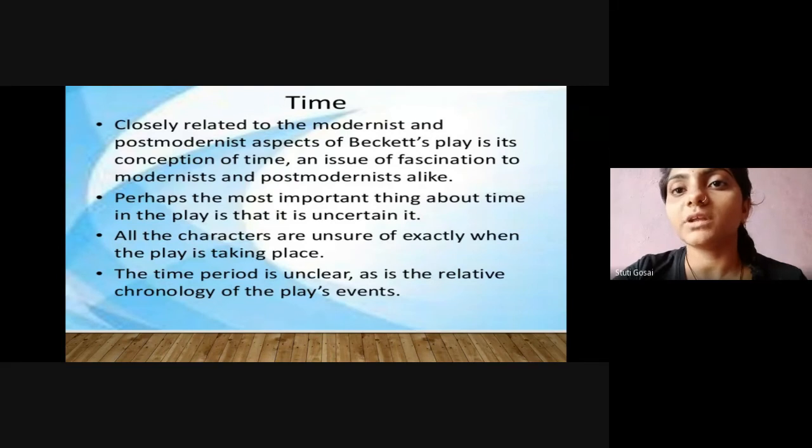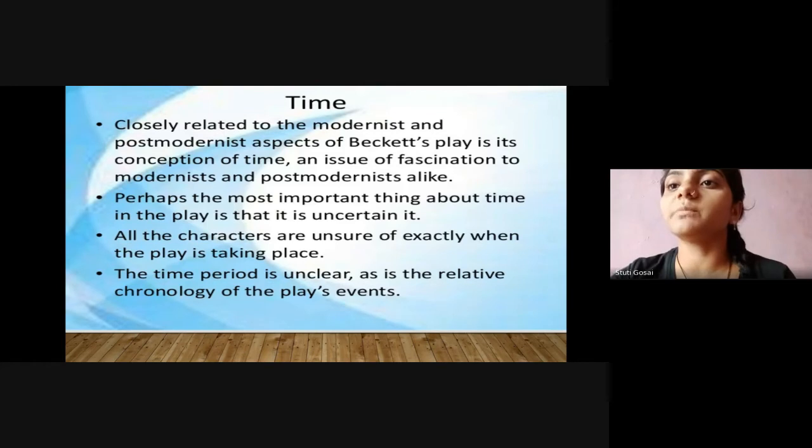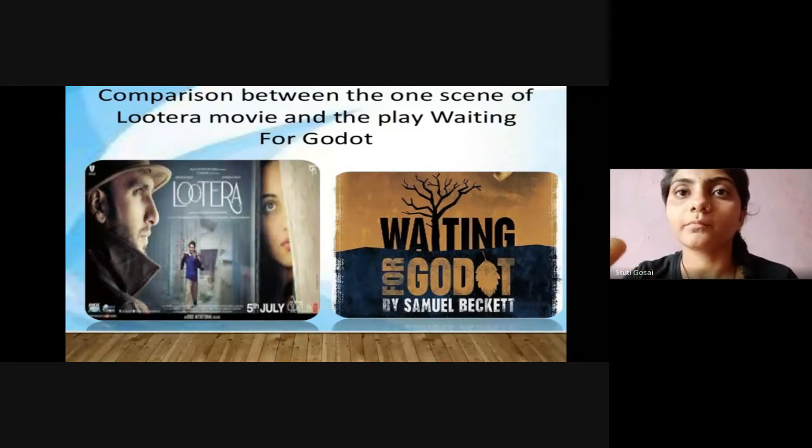of the play's events. In the name of the modern age, man has to race hard against time. In the play, however, the dramatic persons are separated from the world, living in no man's land. Next. Comparison between one scene of the Lutera movie and the play Waiting for Godot. Next.